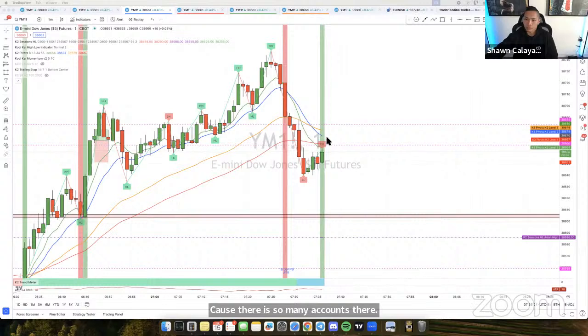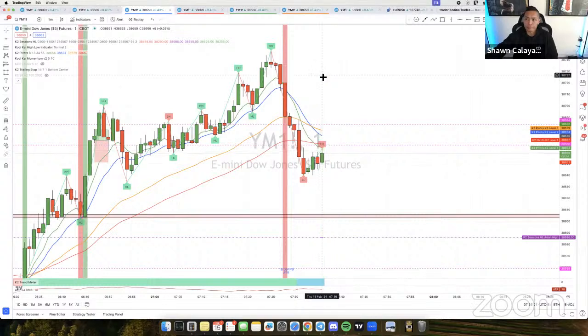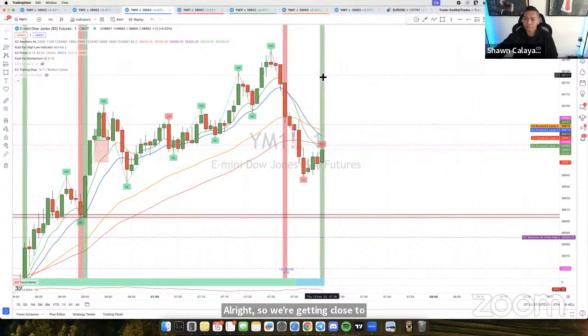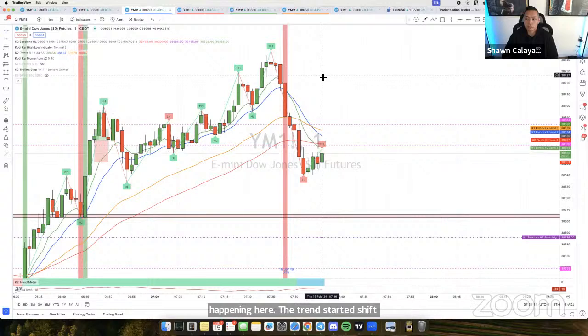All right, so we're getting close to 8 o'clock, guys. There's not really much happening here. The trend's starting to shift. We'll see what happens as price continues to move along, and then we'll see where this goes from here.